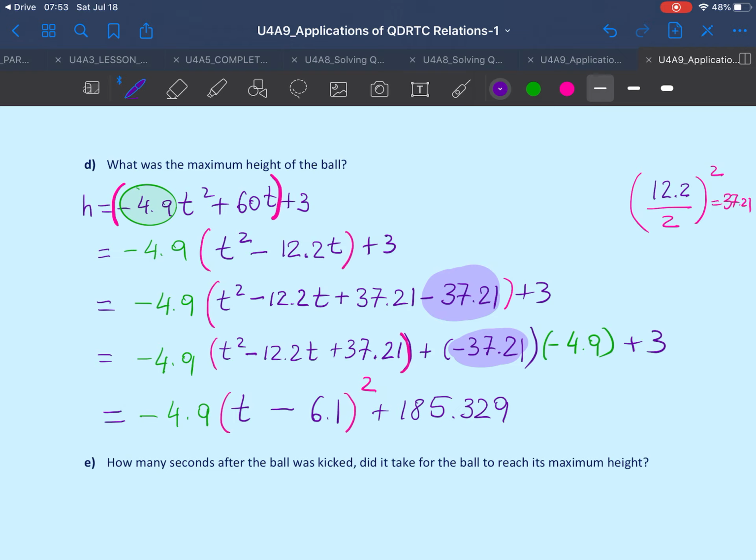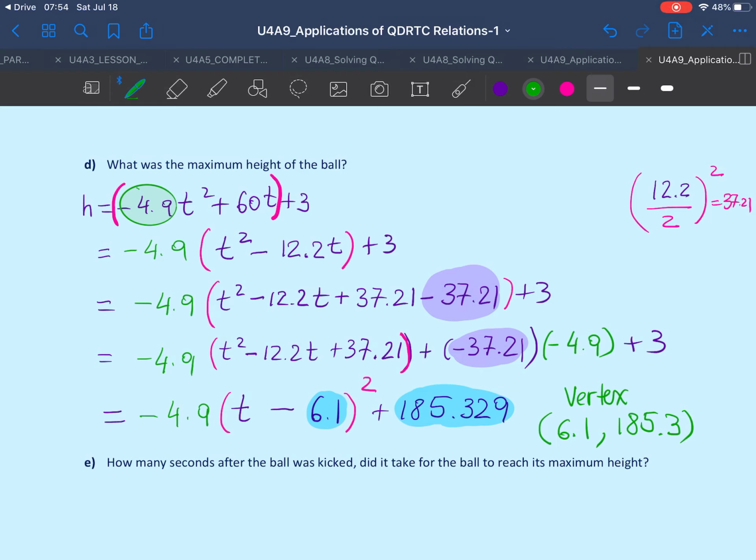So we're going to say that we're done, and we can see what the vertex is now. And the vertex is marked by the numbers 6.1 and 185.329. So I'm going to write this down, and we're going to say vertex. Let me make it green actually. Is at 6.1, and I'm going to round 185.329 to 185.3.